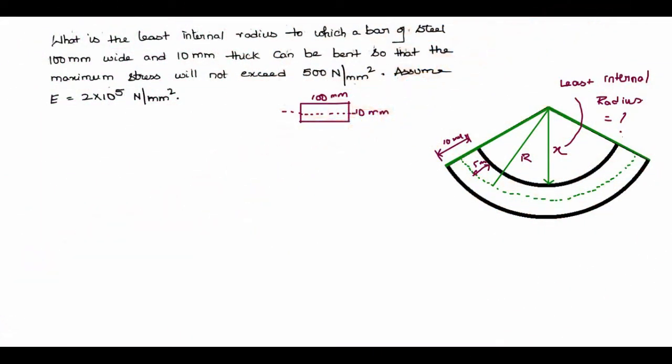So let us solve this problem now. Let me read the question. What is the least internal radius to which a bar of steel 100 mm wide and 10 mm thick can be bent so that the maximum stress will not exceed 500 Newton per mm square? E equals 2 into 10 to the power of 5 Newton per mm square.